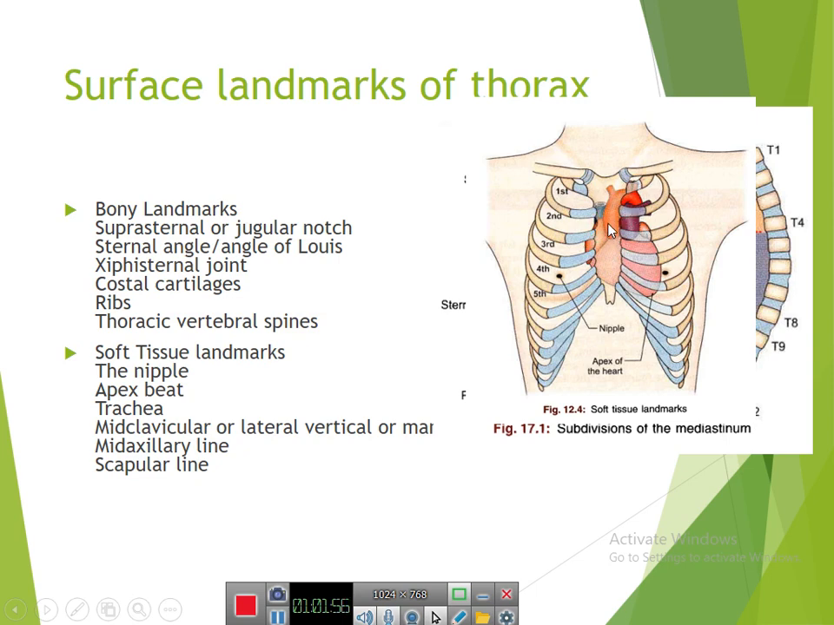Here is the first part of the aorta, the ascending aorta, that is related to the sternal angle. Here is where the arch of the aorta begins and ends, and the beginning of the descending aorta, that is related to the sternal angle, or angle of Lewis. So the angle of Lewis is a very important landmark of the thorax.